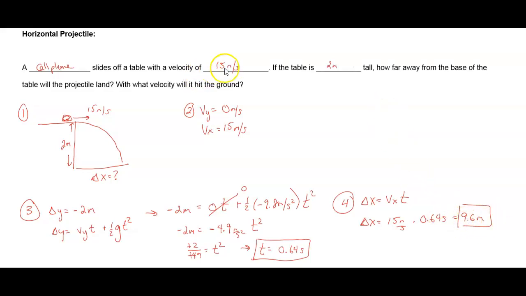So the cell phone's really zipping along. It's going to fall 2 meters, but it's going to travel about 9.6 meters away from the base of the table. Now the fifth step is normally to solve for max height or terminal velocity when it hits the ground. In this situation, the max height's known because it started at 2 meters and it only drops from there. So you don't need to solve for the max height on a horizontal projectile.